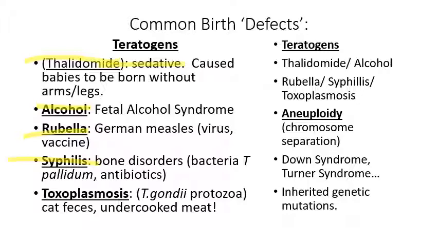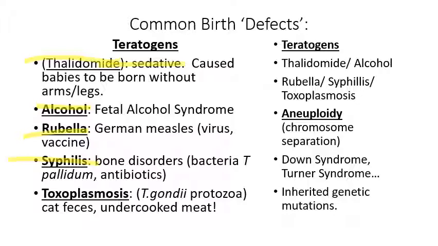It used to be a common cause of birth defects in the Middle Ages in Europe, where a woman would get syphilis, usually from a man, obviously from a man, but if she got pregnant and she had syphilis, the baby would be born with deformities, bone deformities.